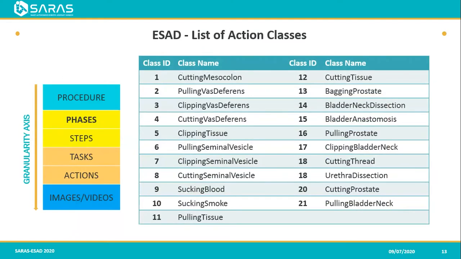Each action class has an identification code, that is a number, and a class name that represents the specific action carried out by the main or assistant surgeons. The list of action classes was developed with the assistance of medical professionals as well as expert surgeons.